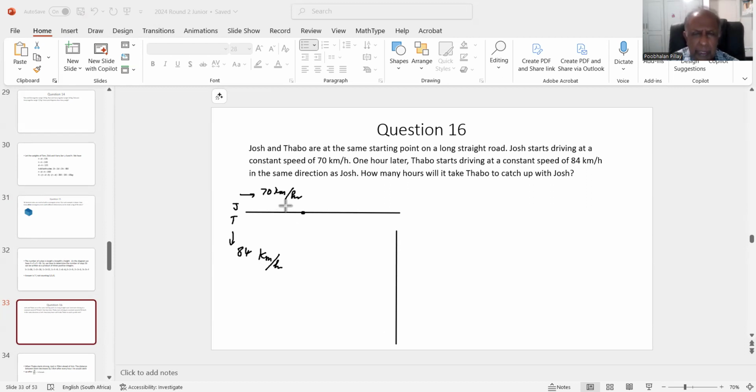Now, let's see. Tabo is traveling at 84 kilometers per hour. So when Tabo starts, Josh has already traveled 70 k's. So Tabo is here. Tabo is 70 k's behind.